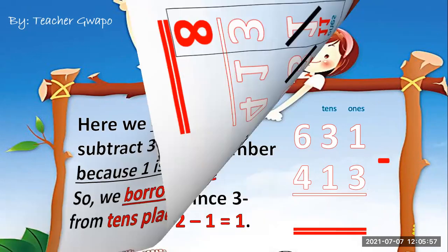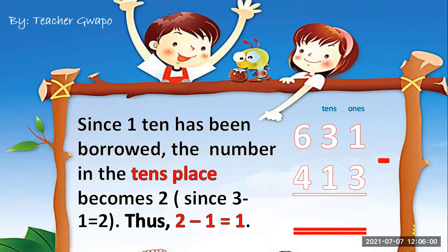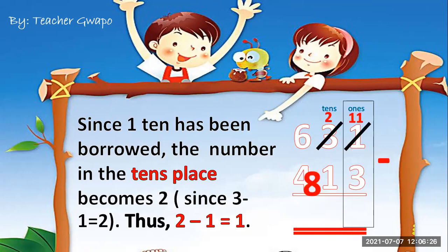Very easy. Now let's proceed to the second step. Since 1 ten has been borrowed from the tens place, the number 3 or 3 tens become 2 tens. We are done already in the ones place. 1 minus 3 cannot be, so we borrow from the 3 tens, and 3 tens become 2 tens, and 1 will become 11 ones. So the answer a while ago is 8. And here 2 tens minus 1 ten, and the answer here is 1 ten.